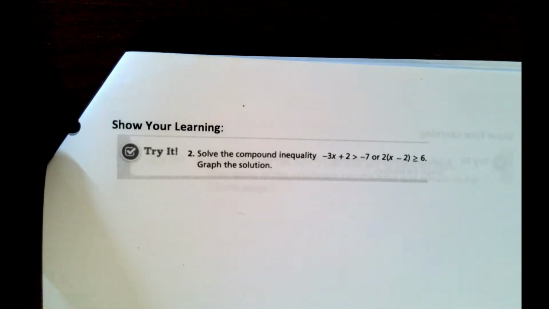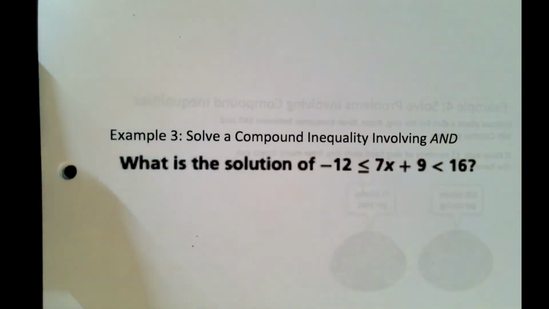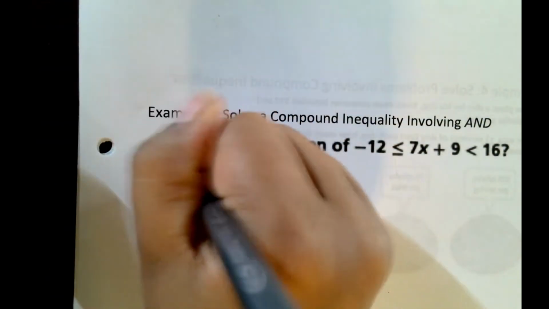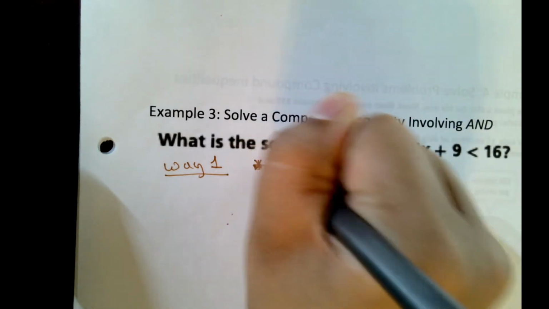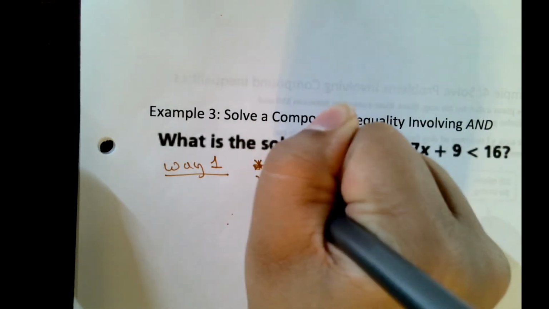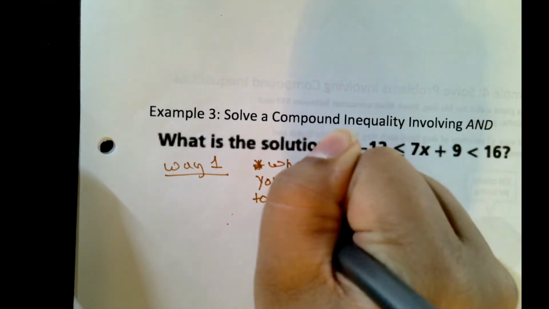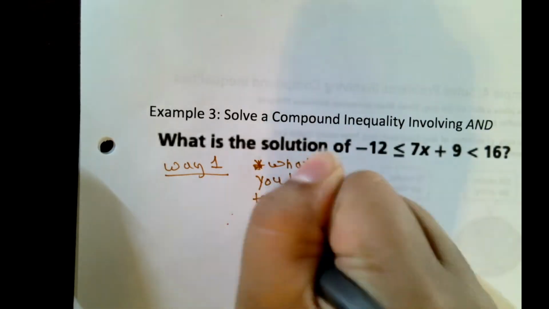Let's jump into solving an and. Well, when solving an and inequality, there are 2 ways to do it. We're going to do way 1 first. So with way 1, what you do to the middle, you do to the other sides. Your goal is x alone in the middle.